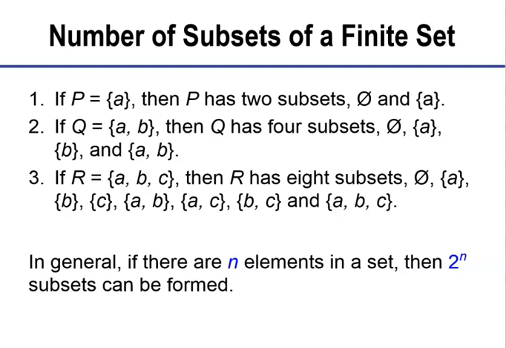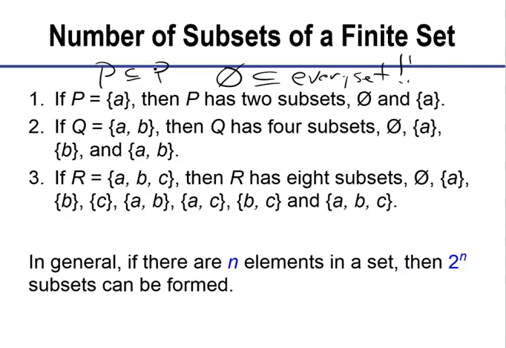The empty set, by the way, let's put this somewhere. The empty set is a subset of every set. What else is a subset of every set? The set itself. So P is also a subset of P. Always. Those two guys are always subsets. So there are two subsets if you have just a one element set.